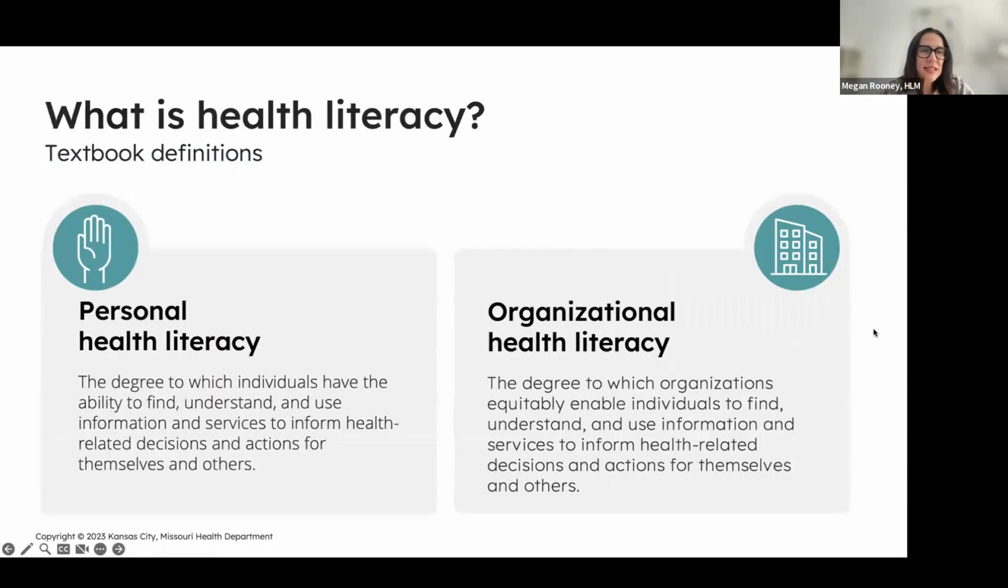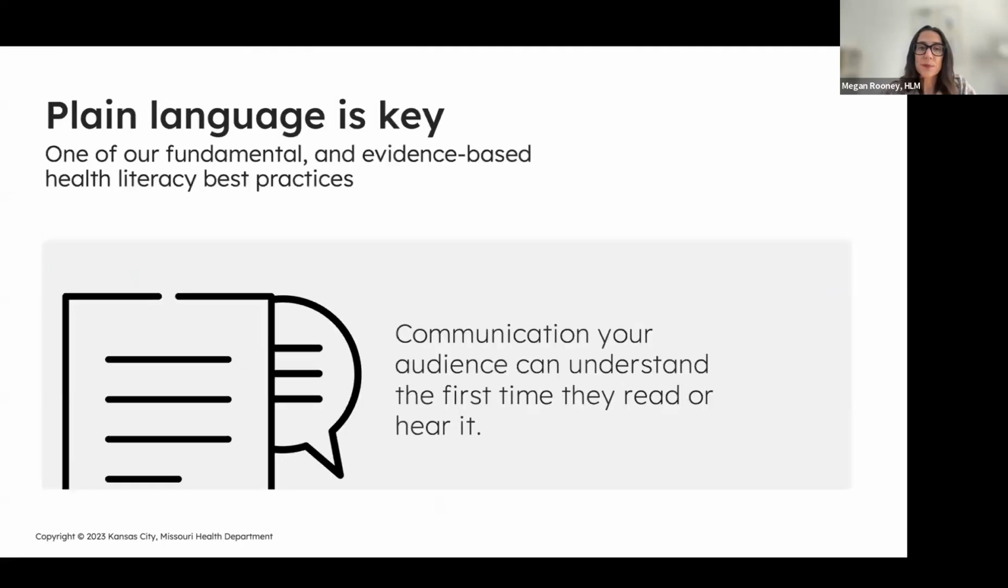So health literacy, again, many of you have seen this. We like to define it as personal and also organizational. It's the degree to which individuals or organizations can find, understand, and use information and services to inform decisions and actions. On the organizational side, it's about equitably enabling individuals to find information to take action.